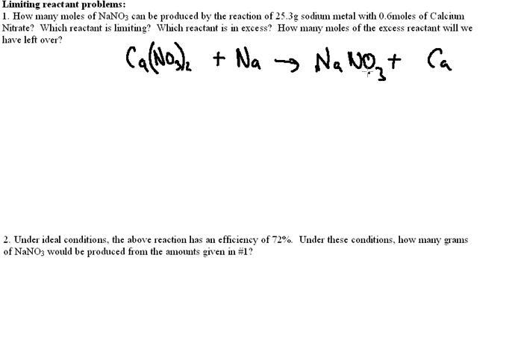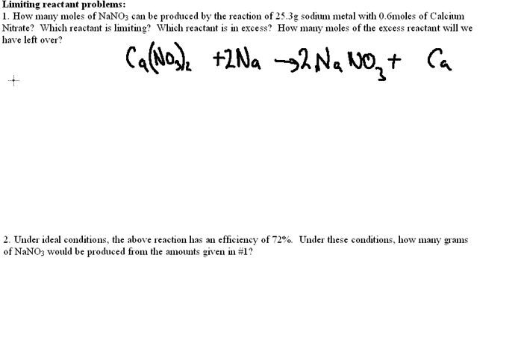So we've got one calcium and one calcium. We're good. We've got two nitrates, but we only have one nitrate over here, so throw a 2 out in front to balance this up. And then we've got one sodium and 2 sodiums over here, so to balance this, let's get a 2 out in front of there. So that's my balanced chemical equation. I want to know how many moles of this I can produce if I have 25.3 grams of this and 0.6 moles of this.